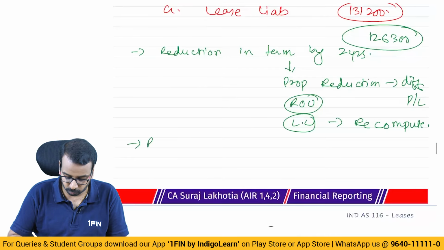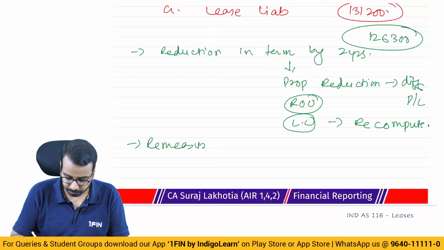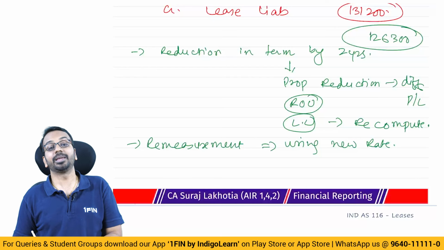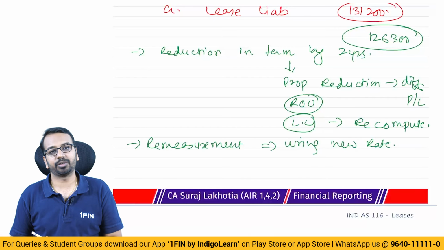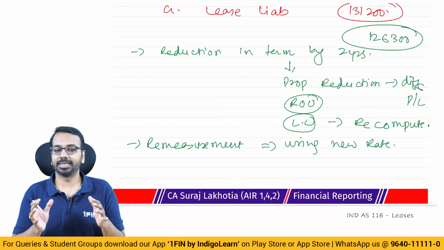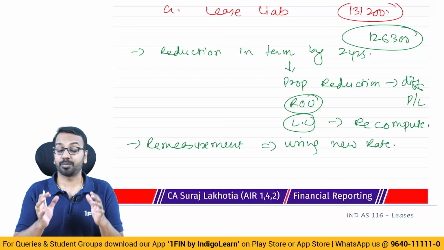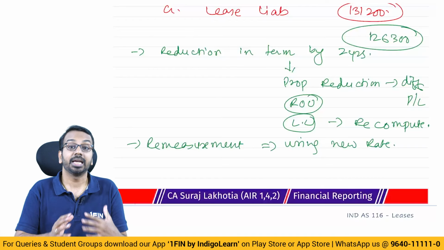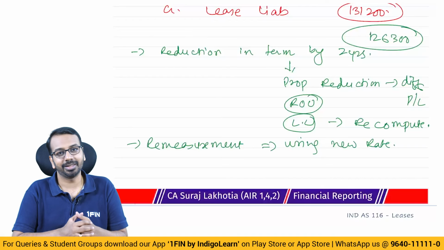Then after that you will do a remeasurement using the new rate, and whatever is the impact of the remeasurement will be given to the right of use asset. I hope it is clear now. You need to practice this. These are important questions; though they have not been tested frequently, whenever it comes, it can be a highly scoring question in the examination.